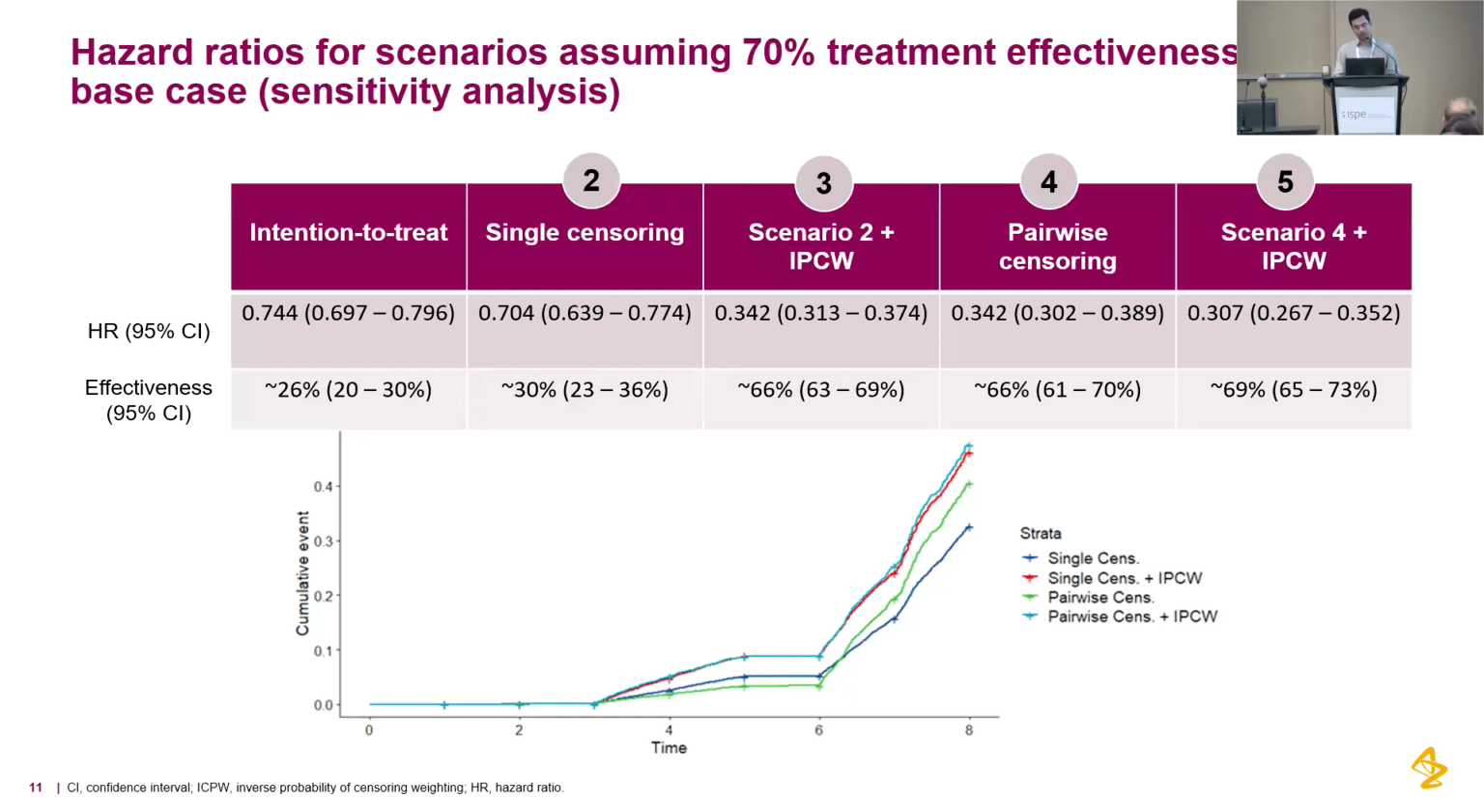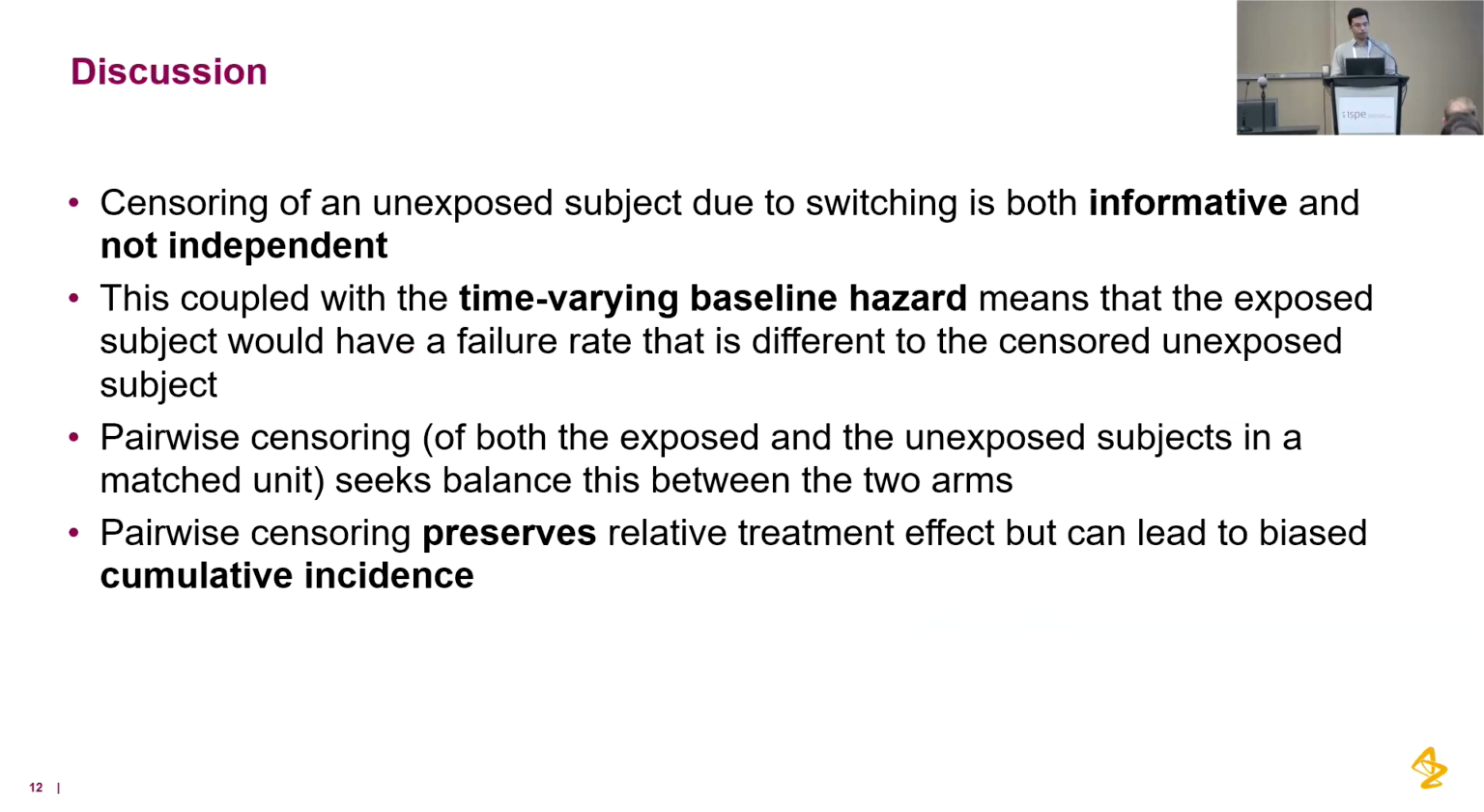But when you add IPCW, you manage to recover the true cumulative incidence plot. So just to summarize what we've seen so far, censoring of an unexposed subject due to switching is both informative and not independent. When you combine this with a time-varying baseline hazard, as you would see in a pandemic situation, if you did single censoring, you could potentially be subjecting your exposed individual to a failure rate that's different to what your unexposed individual was subject to prior to when they were censored.